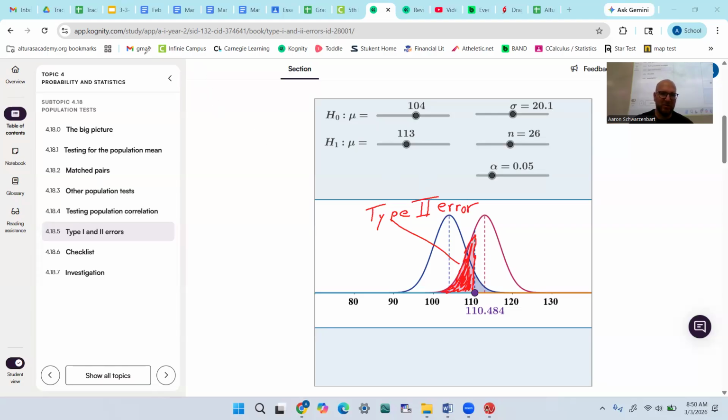My power, do you guys remember what power was? So that's the rest of this. That's the probability that HA is true at a given value. Now we have to assume a new value that we say is far enough away to actually matter. This is where you get into that practical significance thing.